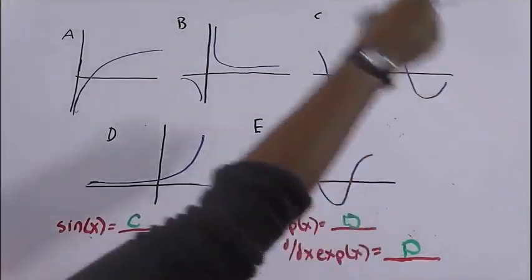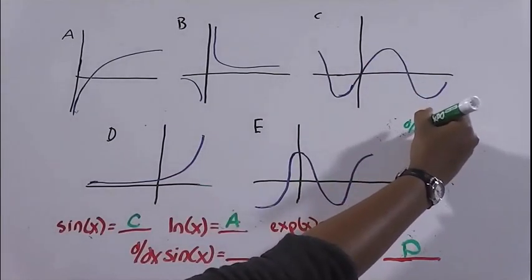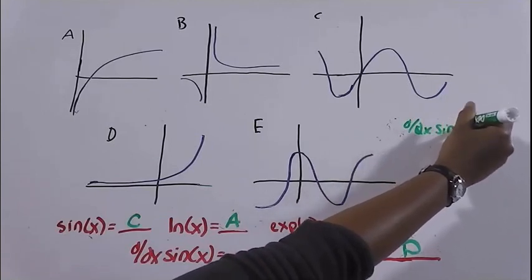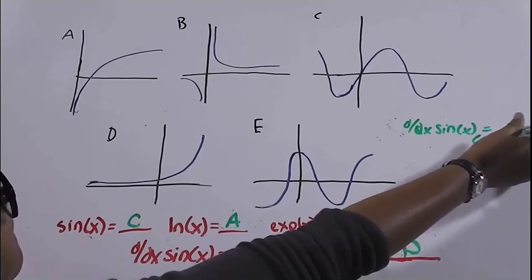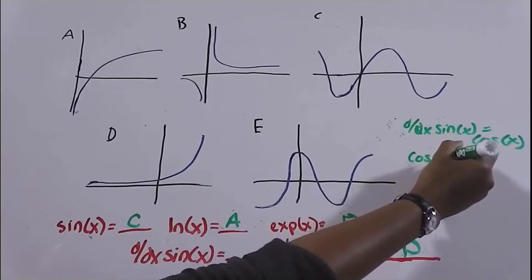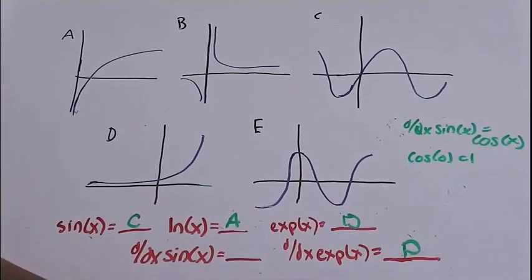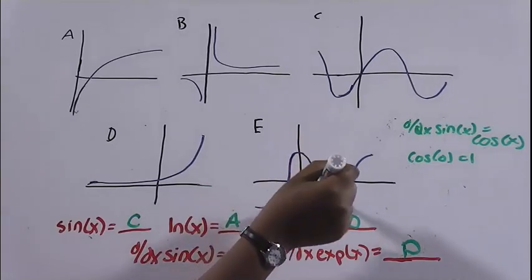And lastly, the derivative of sine of x. We know that the derivative of sine of x is equal to cosine of x. And for cosine of x, we know that cosine of 0 is equal to 1. And from that, we can tell that E is actually the graph of the derivative of sine of x, because it's the graph of cosine of x.